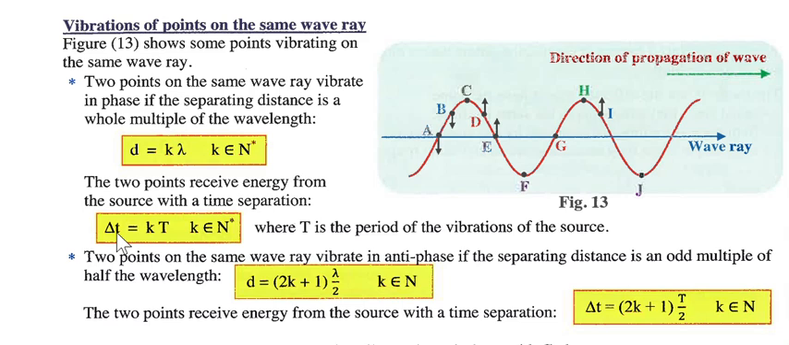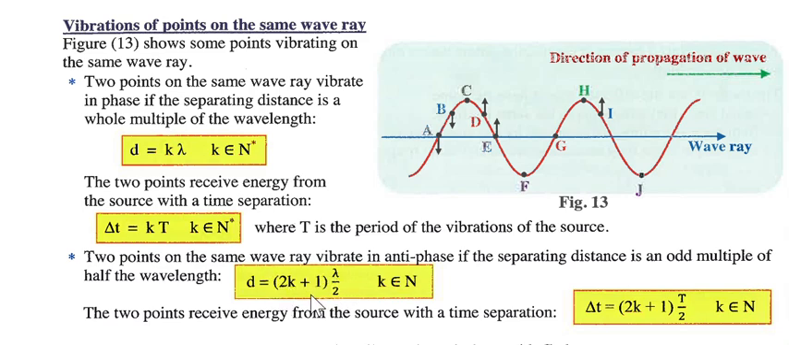Meaning not only the distance that separates them, but also there is time: there is distance and time between them. Now, if the time separation is also equal to a whole natural number different than zero of the period, meaning when delta t is equal to k times big T, in this case, also they vibrate in phase.